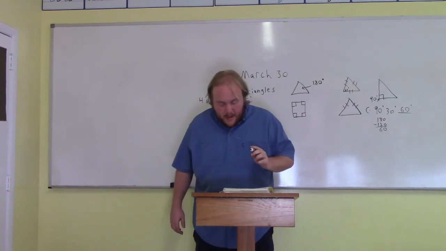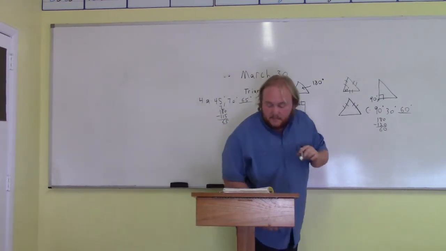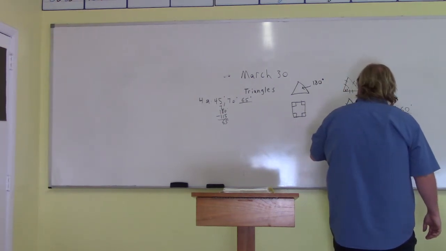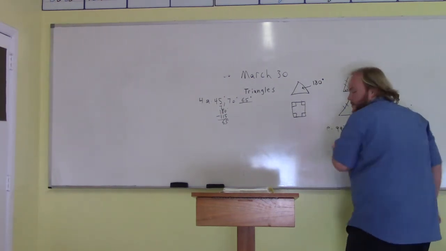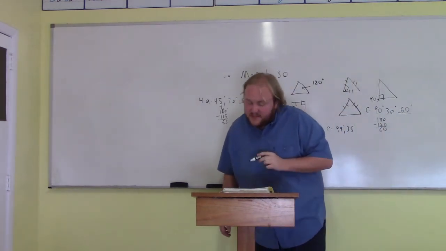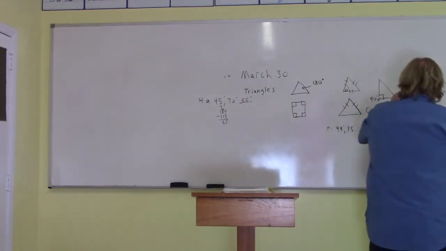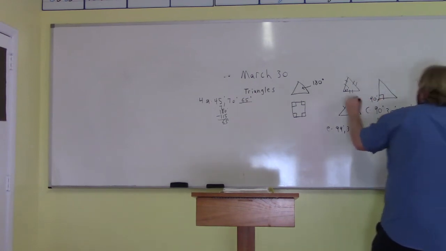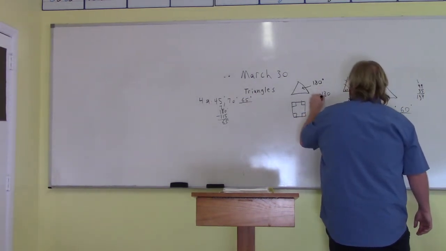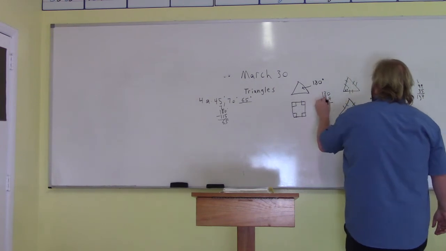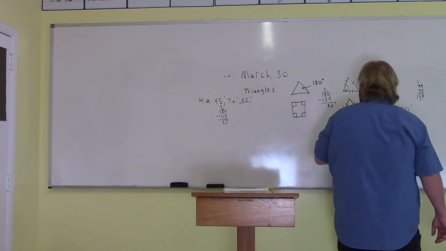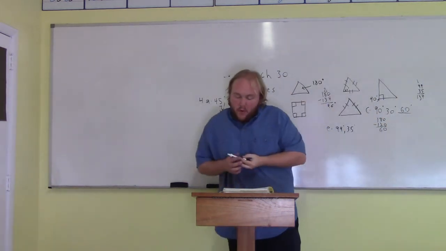All right. And then I'll do E. So we've got 99 degrees, 35 degrees, I believe. Yes, all right, so 99 plus 35 is 134. 180 minus 134 is 46 degrees. So our missing angle on E is 46 degrees.